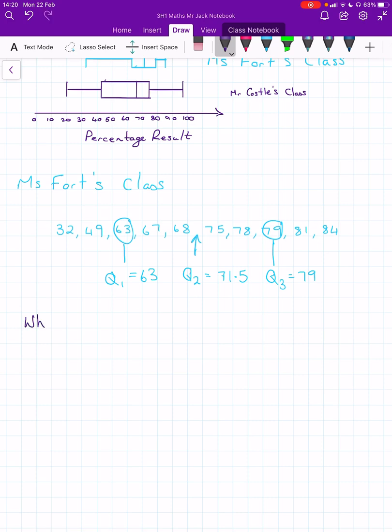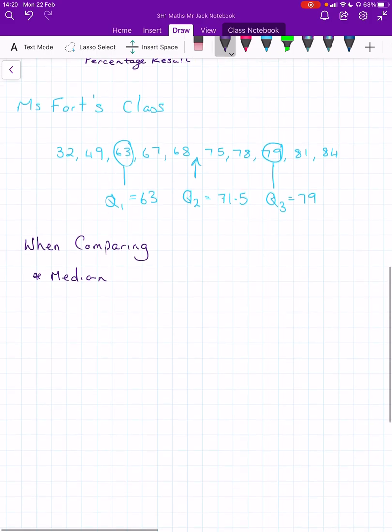So when you're comparing box plots, you want to look at the median, and you want to look at the interquartile range, or IQR, because they're the 2 things.